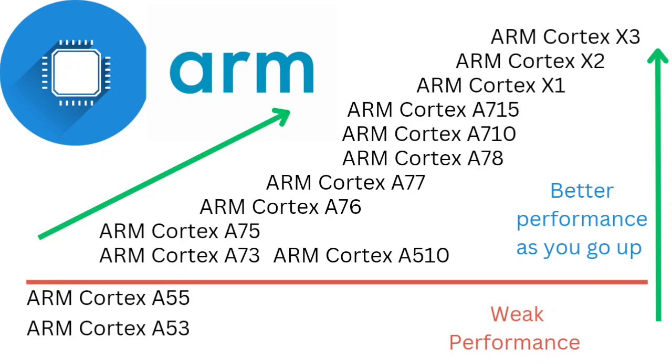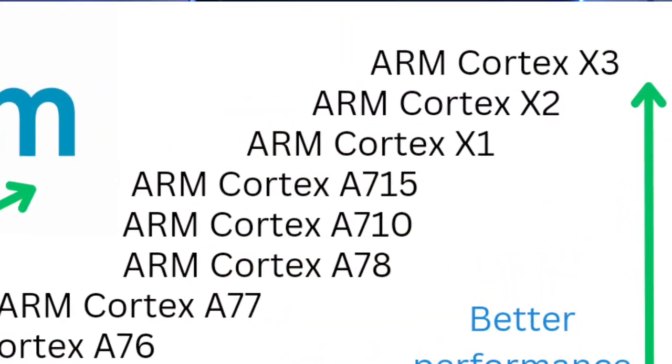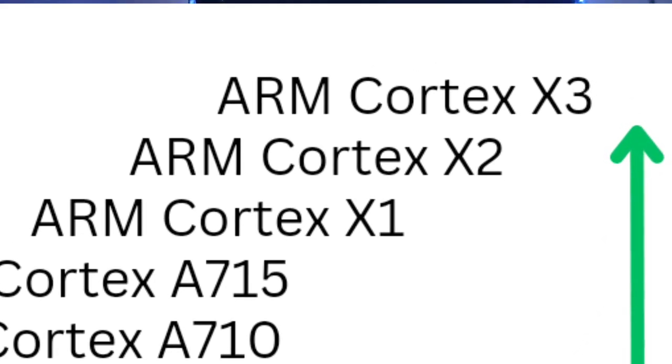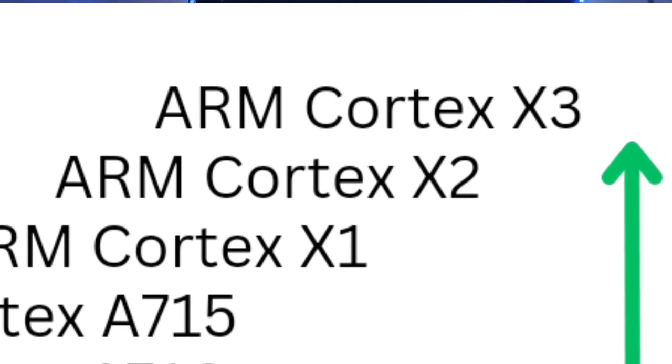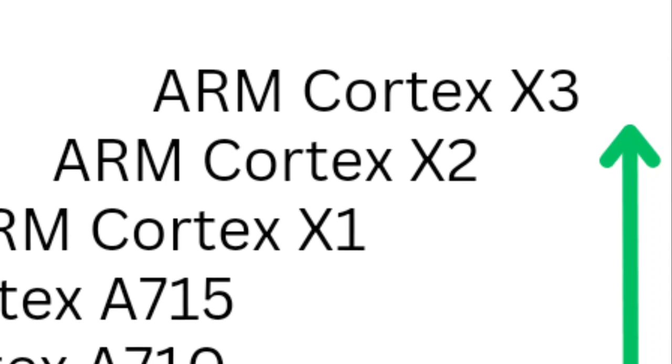For the prime cores, which you only ever find on flagships, you have the X1, X2, and X3. These ones are very powerful, and you only find them on the top flagships, the highest-level SoCs like the Snapdragon 8 Gen 2, for example, Dimensity 9200, for example, and what else? Yeah, I think mostly, and so on and so forth.